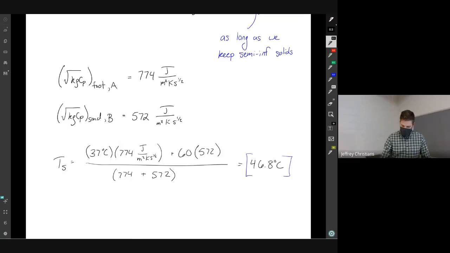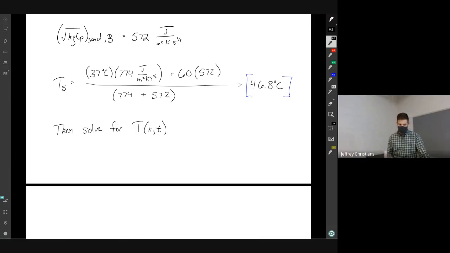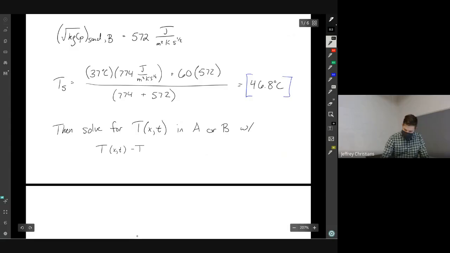Then we can solve for T, for how temperature is changing in space and time, in A or B, right, in the sand or your foot, with (T minus TS) over (T initial minus TS) equals erf of x over the square root of 4 alpha t.